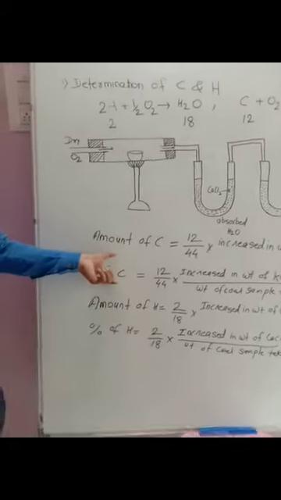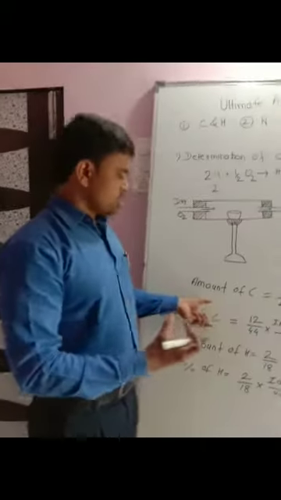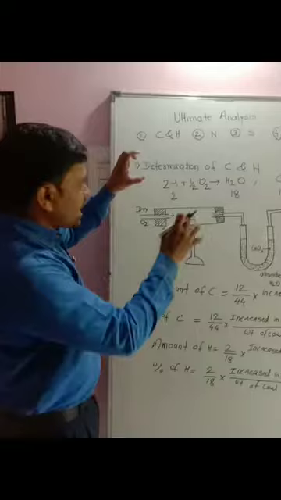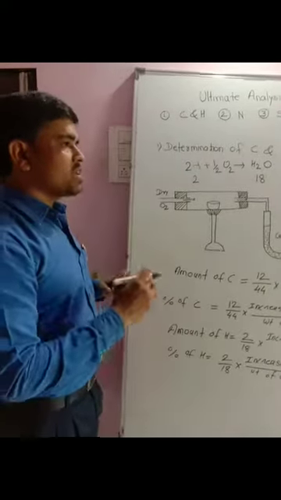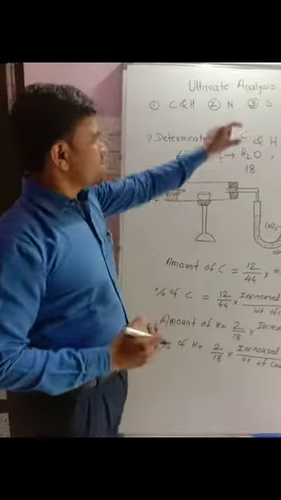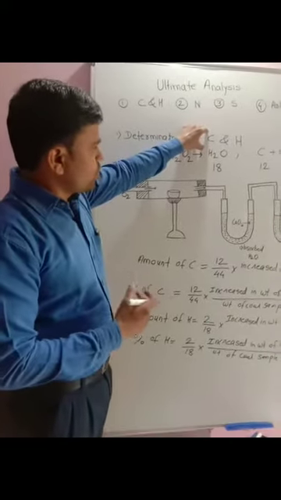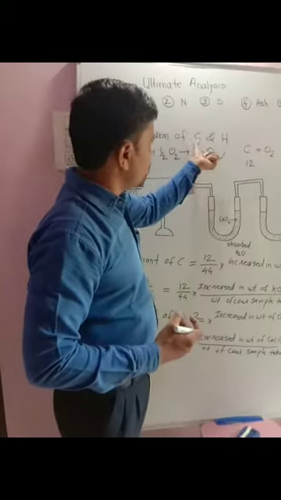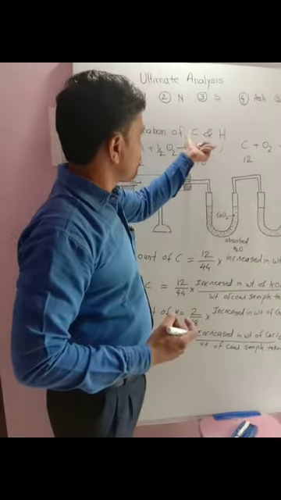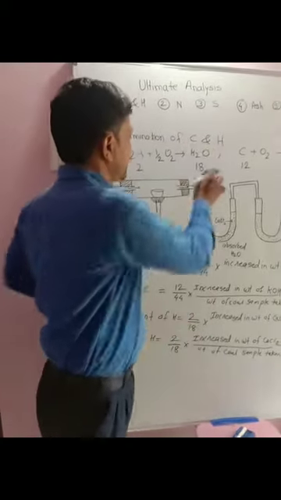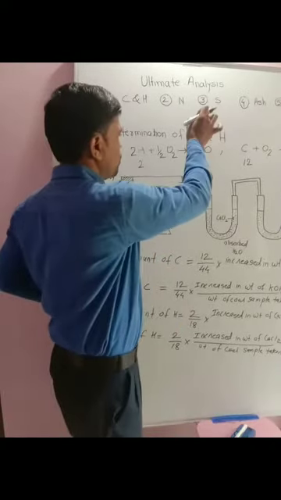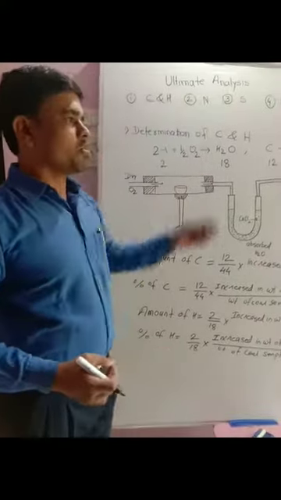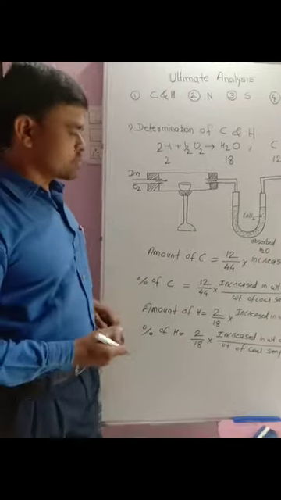Now, carbon is the desirable content. This carbon decides the calorific value of coal. Carbon and hydrogen both are combustible substances, but carbon is useful for the coal, whereas hydrogen is converted into water vapor and it affects the calorific value. Next, we will see the determination of nitrogen by the Kjeldahl method.